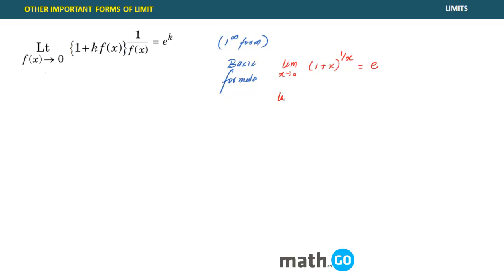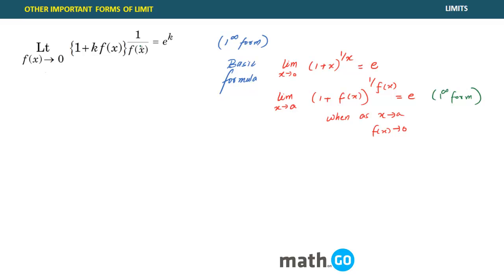And if I generalize this formula, limit x approaching a of (1 plus f(x)) raised to power 1 by f(x) would be e, when as x approaches a, f(x) approaches 0. Still, this becomes a 1 raised to power infinity form, so it is important that you realize what form it is.